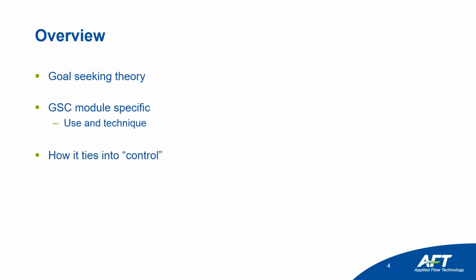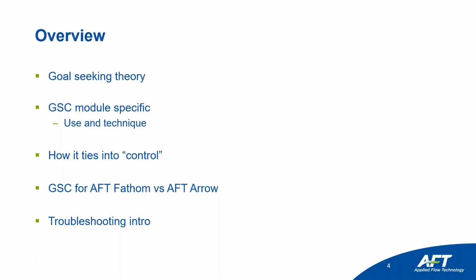All right, so an overview today. We will go over some goal-seeking theory, a GSC module specific example and how to use it and the proper technique for this module, how it ties back into control, because it's not just a goal seek module, it's a goal seek and control module. Then we will look at GSC for Fathom versus Arrow, because we've got people who use both programs, we've got people who use one of them, so it helps to go through both, even though it's the same idea. We'll go through some troubleshooting. If you run into any problems using GSC, it's helpful to know how to fix it. And we'll finish with a case study of someone using GSC to analyze their own system.